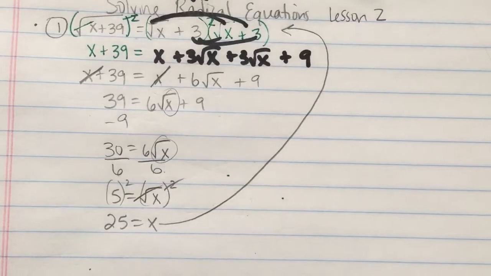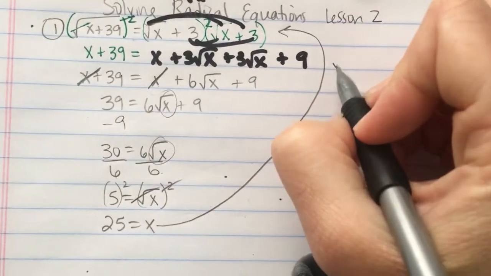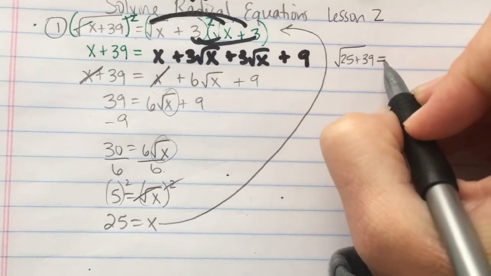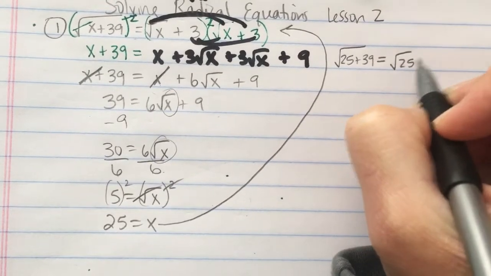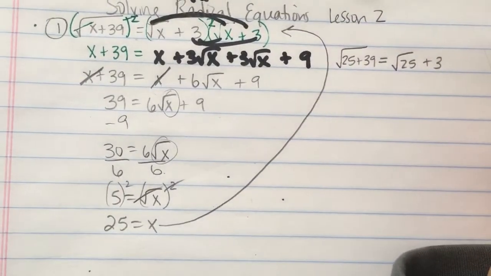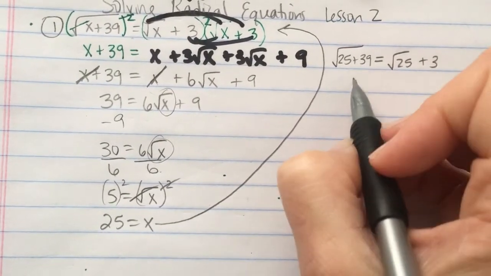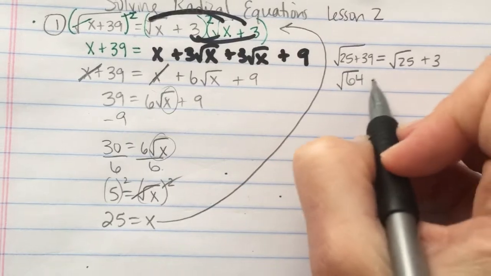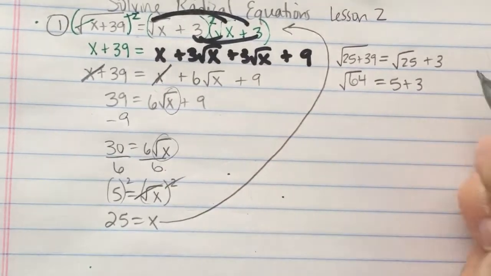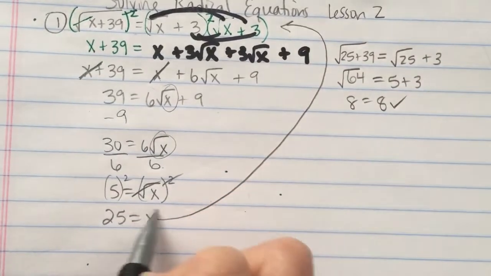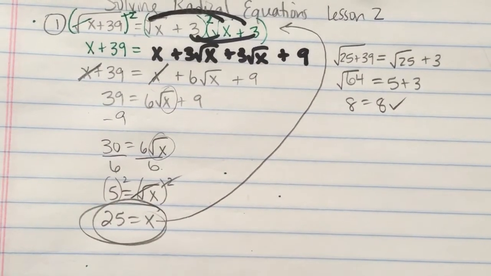Alright, you still have to go back and plug your answer in, because there's always the possibility of extraneous solutions. So when I plug it back in, square root of 25 plus 39 equals the square root of 25 plus 3. Alright, 25 plus 39 is 64. And then I get 5 plus 3. Square root of 64 is 8. 5 plus 3 is 8, so that works. So x is equal to 25.